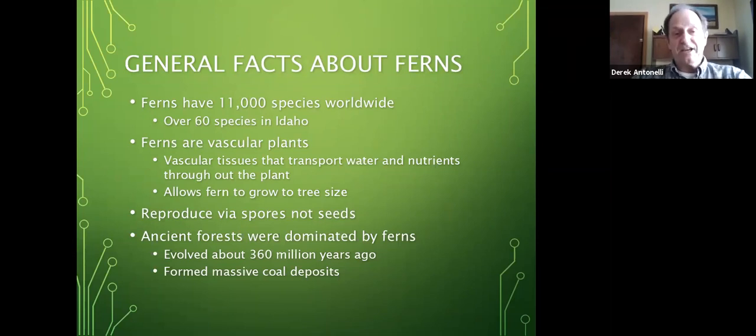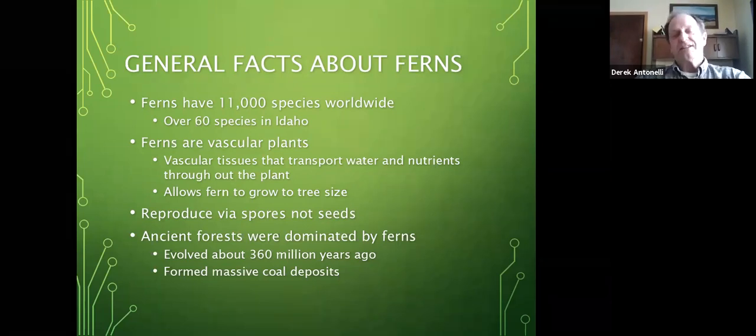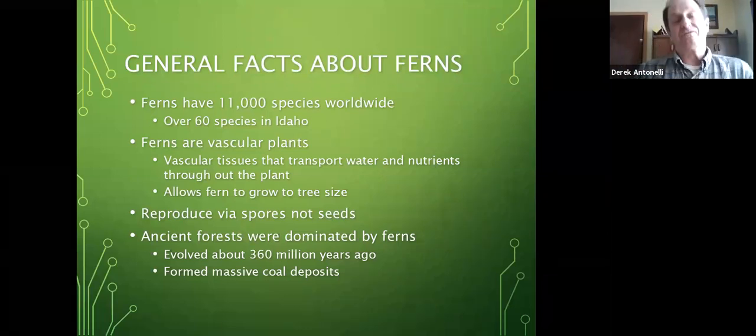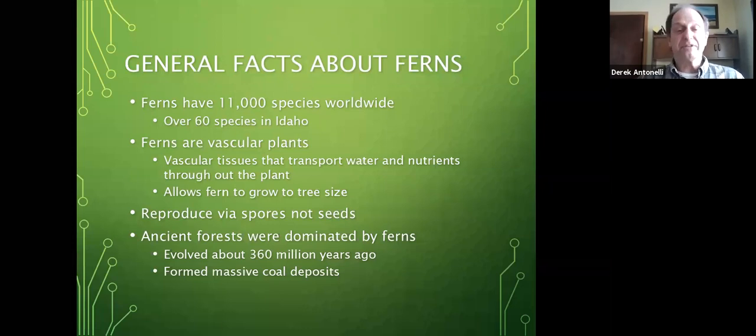Ferns are different from many of the more advanced plants in that they reproduce via spores rather than seeds. Generally, all the vascular plants that don't produce seeds are lumped together, even though they're probably quite dissimilar groups. Ancient forests were dominated by ferns and the fern allies. They evolved a long, long time ago, about 360 million years ago. That's probably 160 or 180 million years before the dinosaurs came on the scene. They were responsible for forming the massive coal deposits that we have now. Their forests grew up, and then as the plants died, they piled up and piled up, and that's where we get all the coal that we're using today.